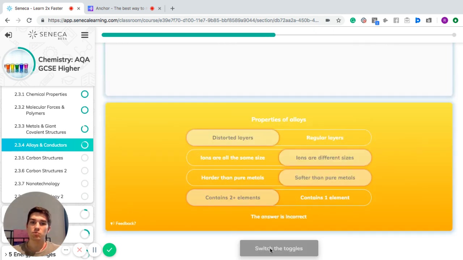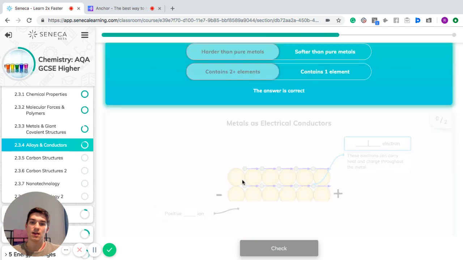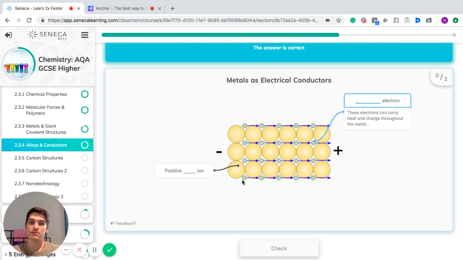And just to recap those properties of alloys from earlier. So first of all, they've got distorted layers. Their ions are different sizes. They're harder than pure metals because of those distorted layers. And they have to contain two or more elements.